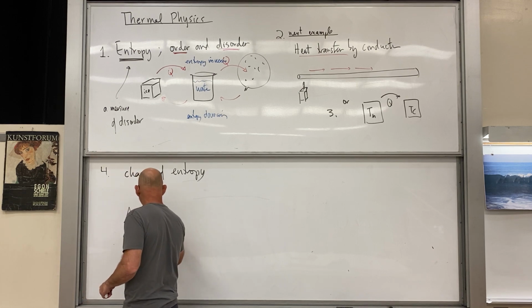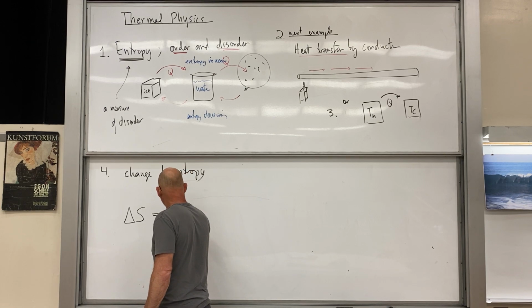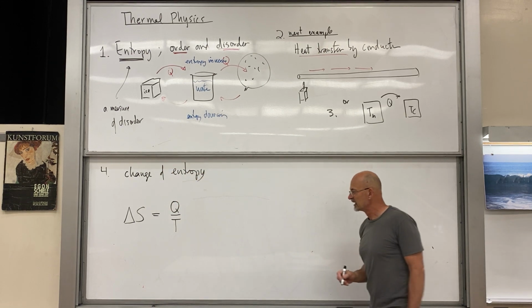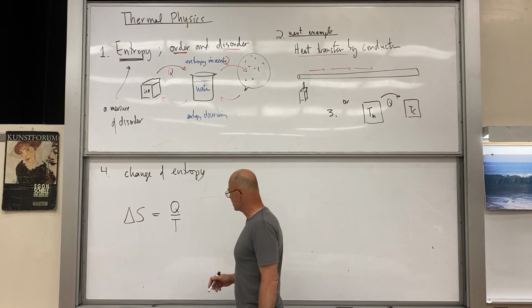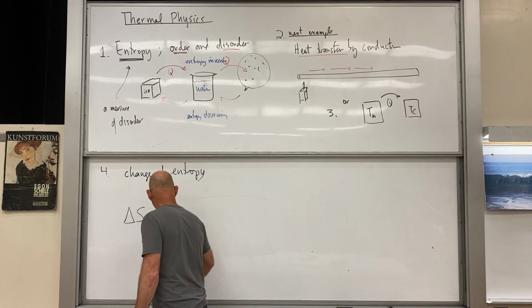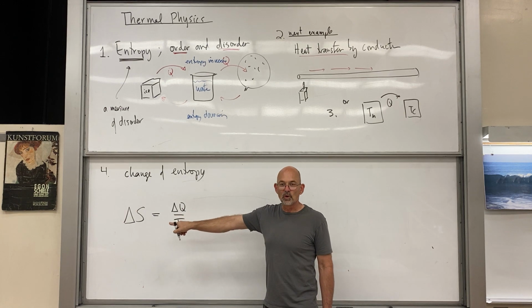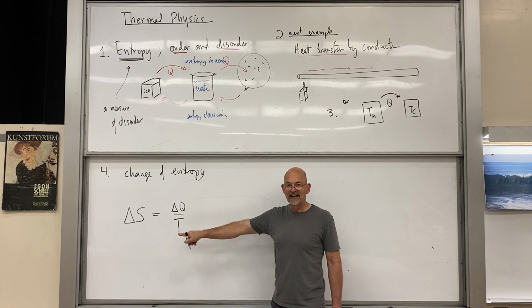The delta S is equal to Q over T. I could call this a delta Q. Let's call it a delta Q over T. And so what is delta Q? That's the energy that enters or leaves a system. And T is the temperature of the system in Kelvin.